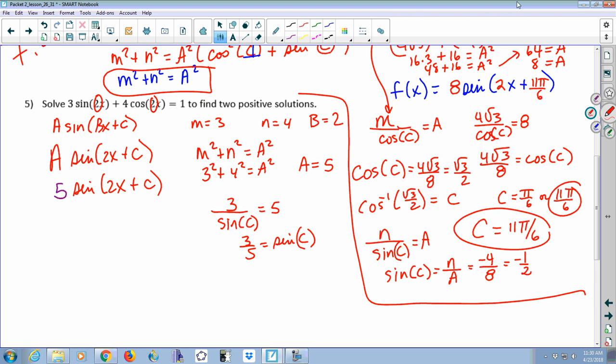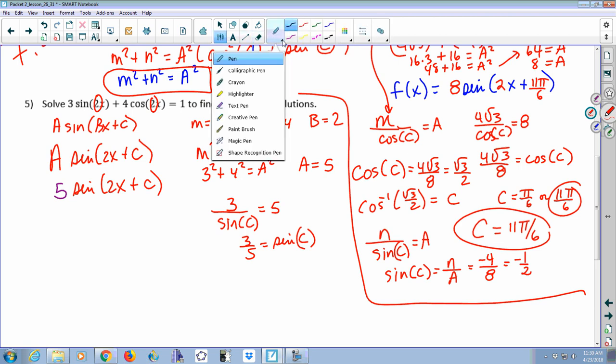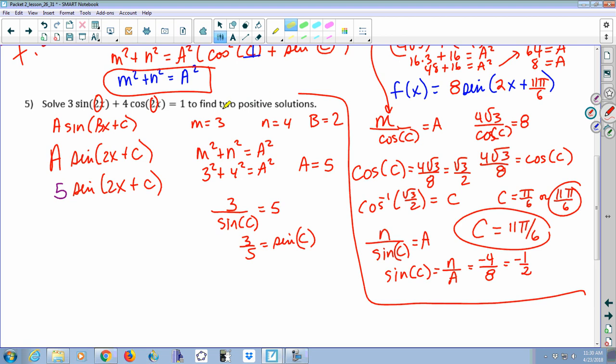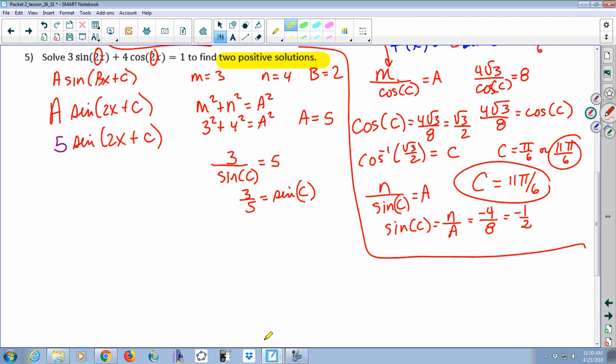Okay, I also didn't fully read my instructions, which happens a lot. I do it too, as you do. They want the first 2 positive solutions only. Okay. Yep.